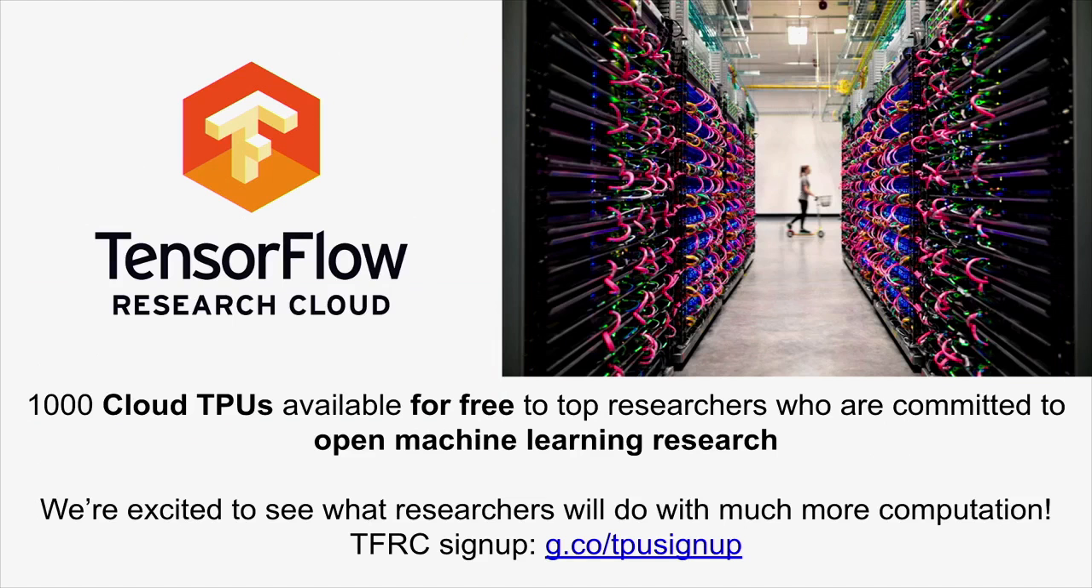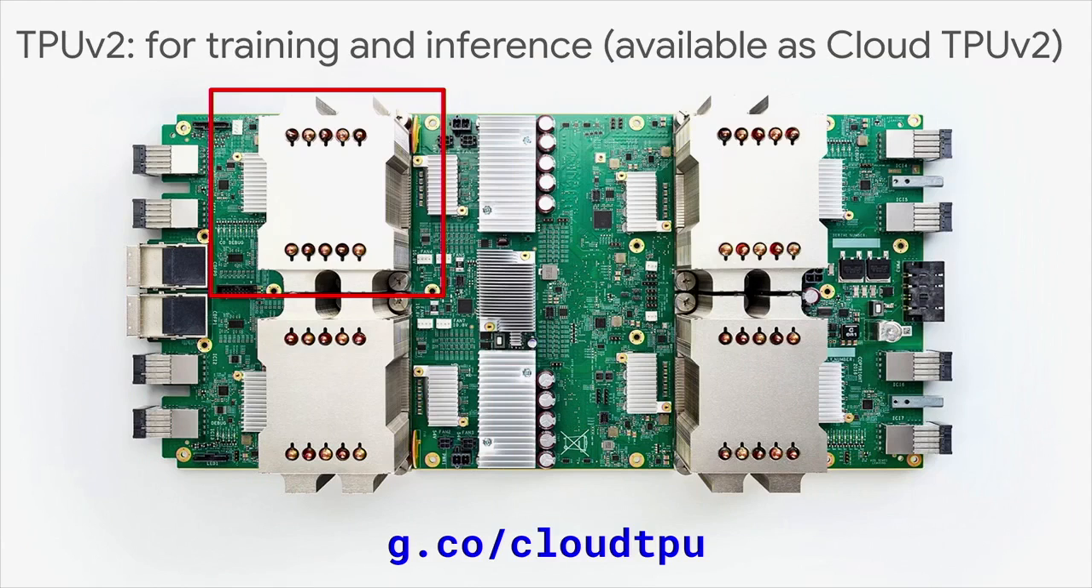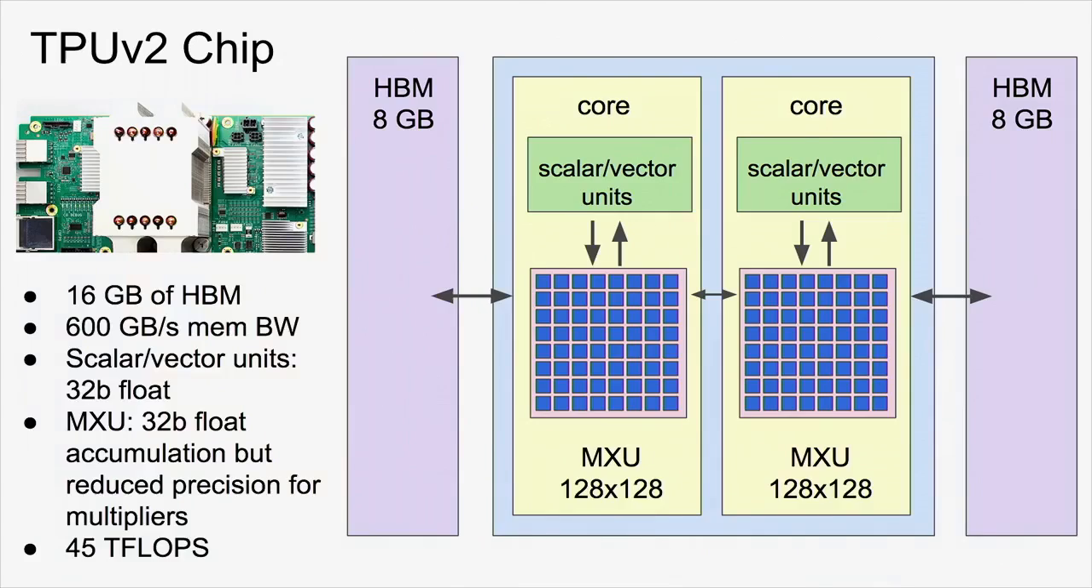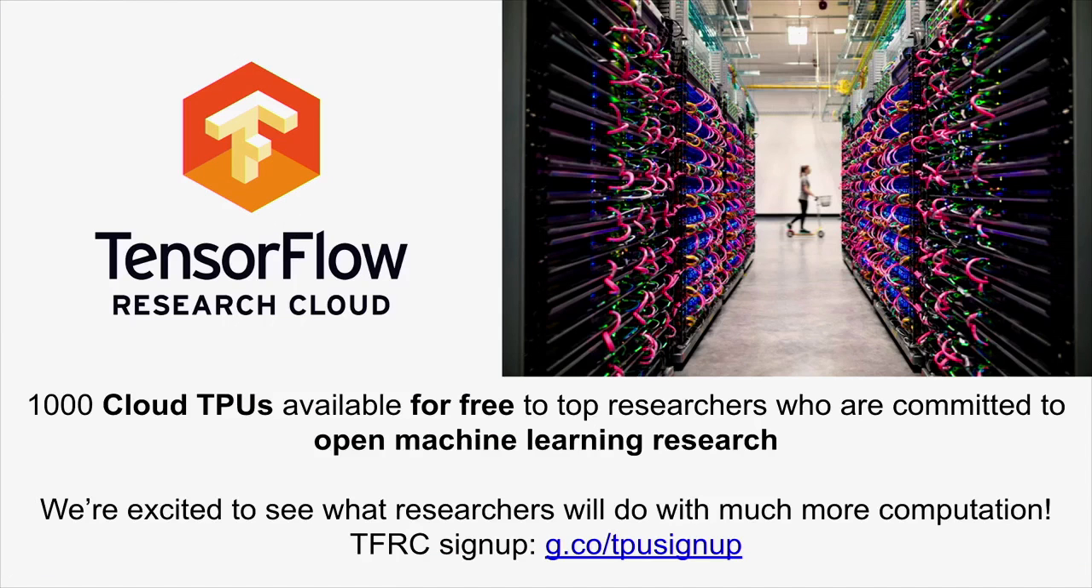Oh yeah, I should mention, as part of that, we've been making these systems available to cloud customers who want basically a virtual machine with one of these devices attached, and then they can run arbitrary machine learning computations that they want on there. Okay, and we're also making 1,000 of those devices available for free to top researchers who really are committed to doing open machine learning research. So this could be machine learning researchers, could be scientists who have interesting problems they want to apply machine learning to, as long as they're committed to openly publishing the work that they're doing. And we're really excited to see what researchers are doing with this computation.